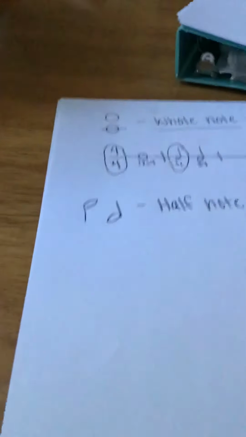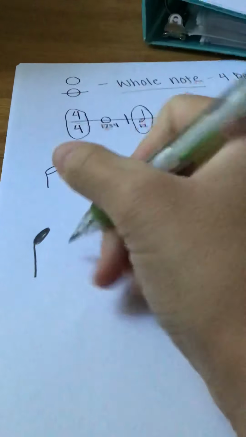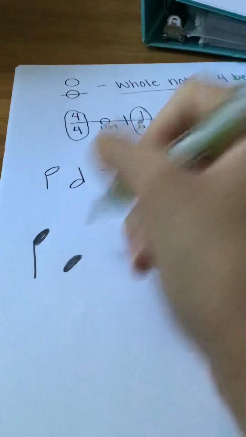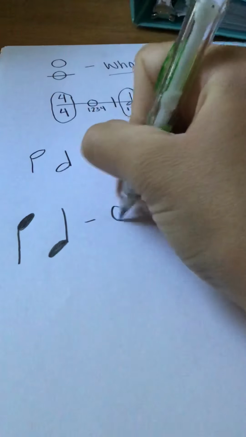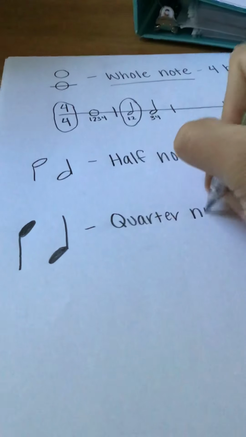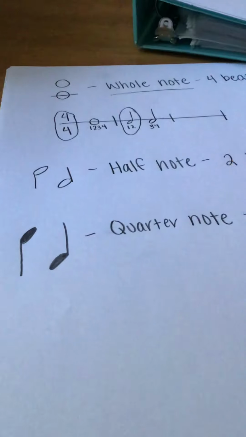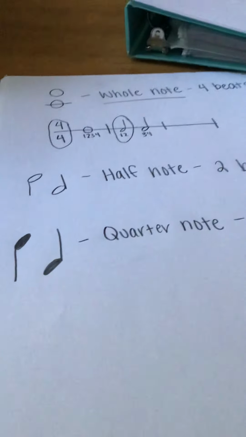Okay, now let's look at another one. The next note that we talked about is called a quarter note. And a quarter note, okay, is a closed circle with a stem. It's called a quarter note. And a quarter note only gets 1 beat. Okay? Quarter note gets 1 beat.